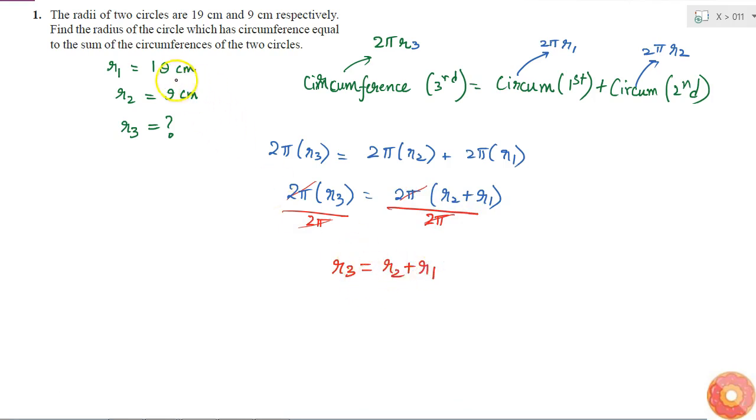What is the value of r1? 19 centimeters, and r2 is 9 centimeters. So r3 is equal to 9 centimeters, which is r2, plus 19 centimeters, which is r1, which is equal to 28 centimeters. Therefore the required radius of the circle is 28 centimeters.